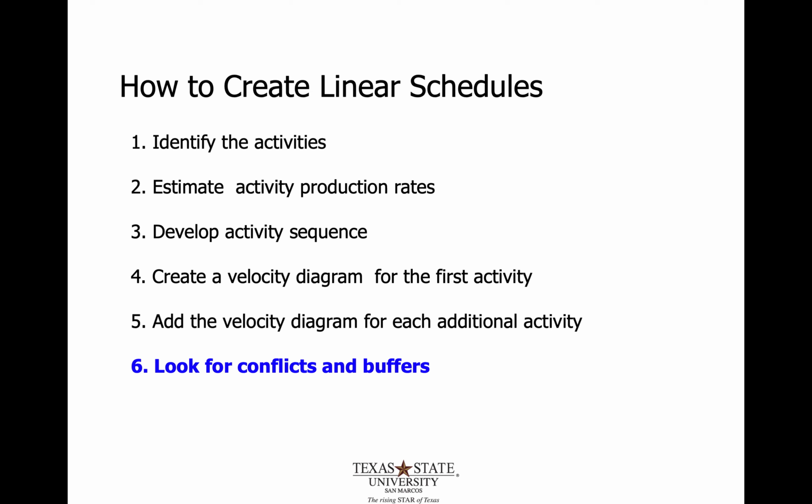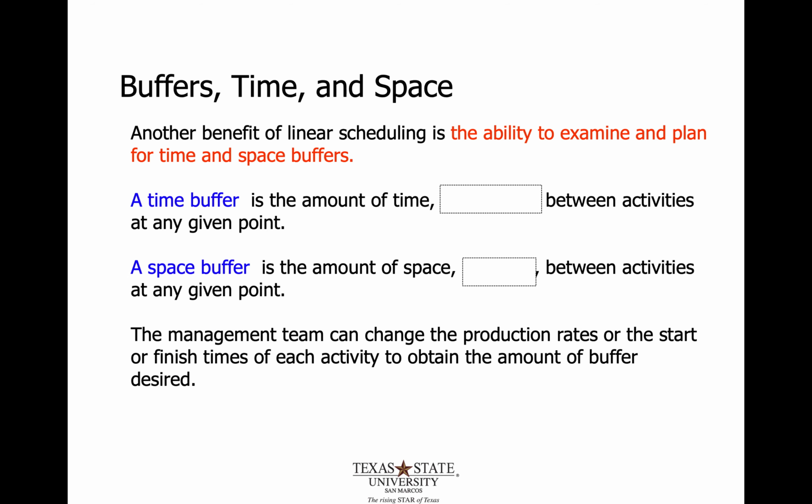The next thing is to look for any conflicts or time buffers. So let's discuss those briefly. So the benefit of this type of schedule is to examine and plan out your schedule beforehand and look at a time and space buffer. So a time buffer is what we've been using throughout our example. It's the amount of time horizontally between activities at any given point. This relates to the physical activities on site at the job and the physical distance between the lines on the chart relative to the scale of the chart.